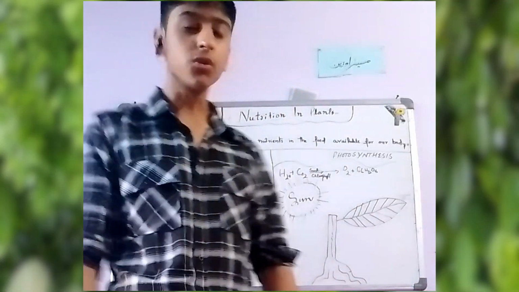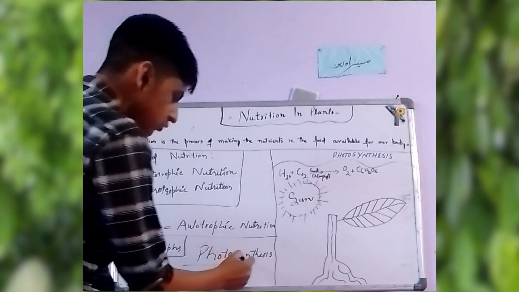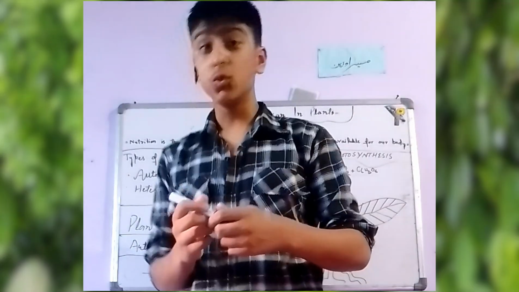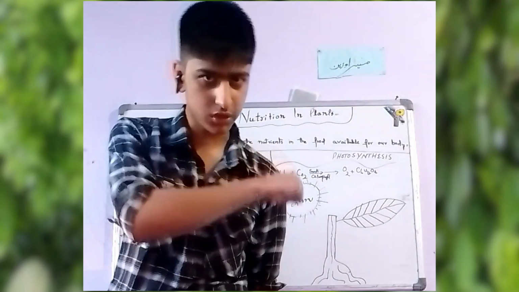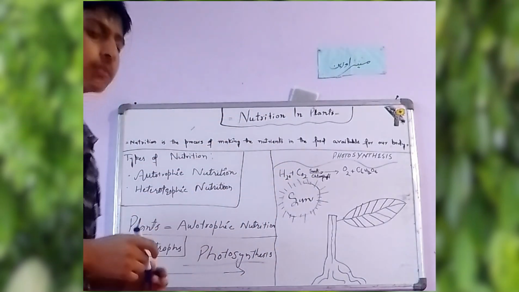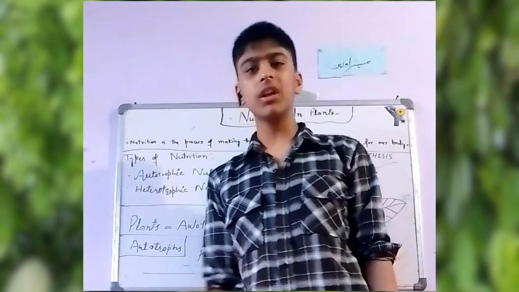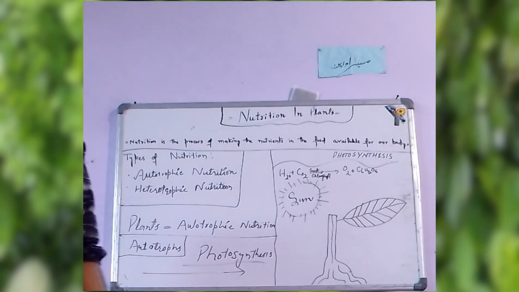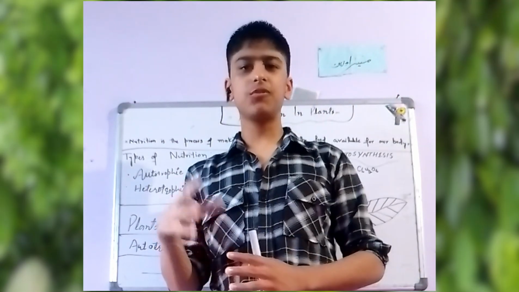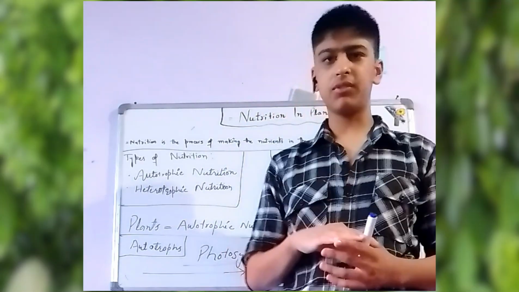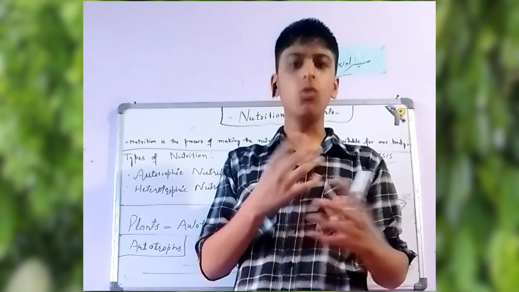So how do they create glucose? That is because of the process of photosynthesis. First of all, let me tell you, the organisms which prepare their own food are called autotrophs. And how plants create their own food is only because of the process of photosynthesis. What is photosynthesis? We will learn about it. Photosynthesis is the process of making food. Plants make their own food.